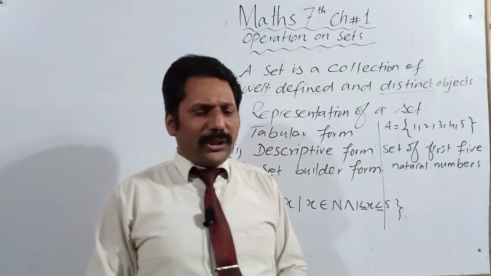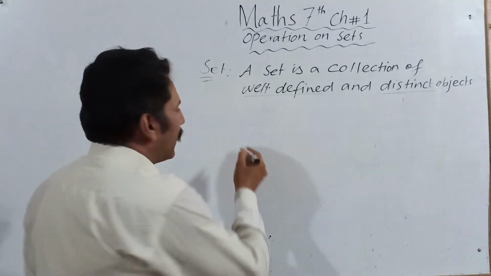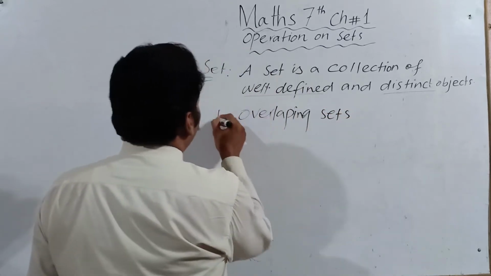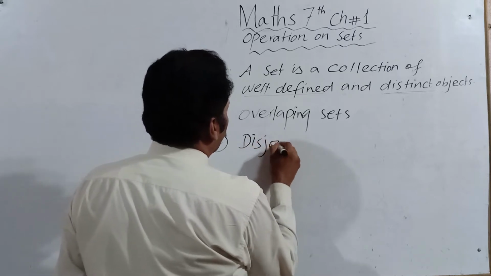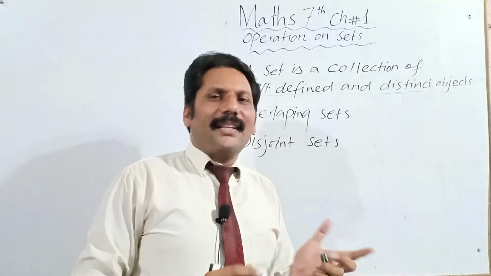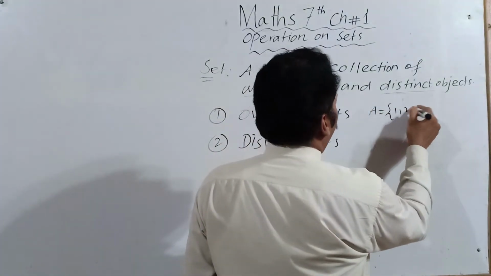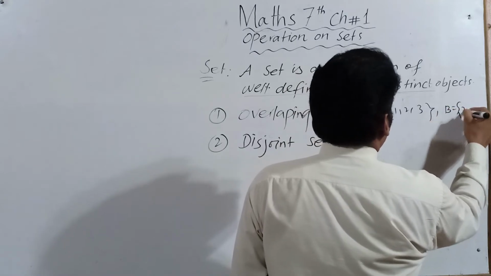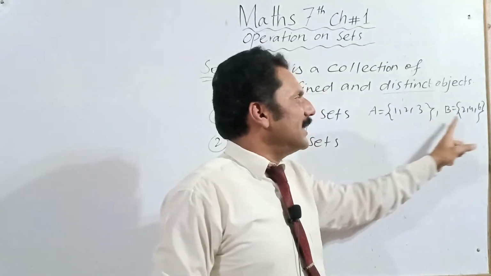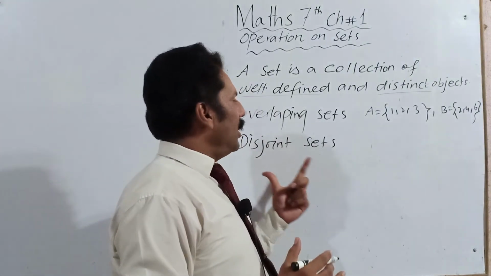There are also two more types of sets that I would like to tell you: overlapping sets and disjoint sets. If two sets are such that there is some common object in them, then the two sets are called overlapping sets. For example, set A is 1, 2, 3 and set B is 2, 4, 6. What do you see? The 2 is common in these two sets. So these are called overlapping sets because there is something common. But if there is no common element in them, then these two sets are called disjoint sets.